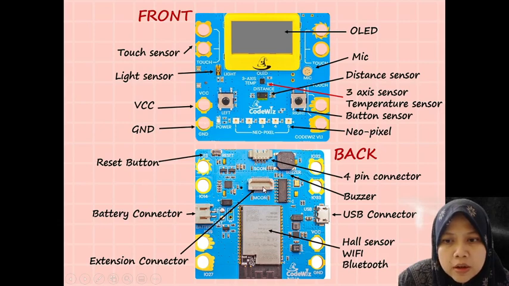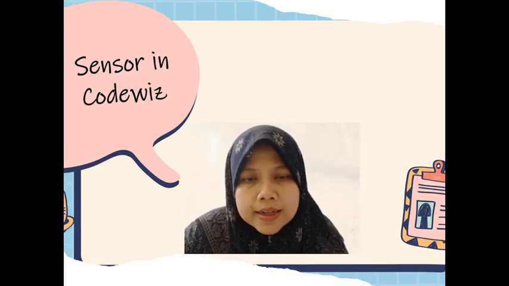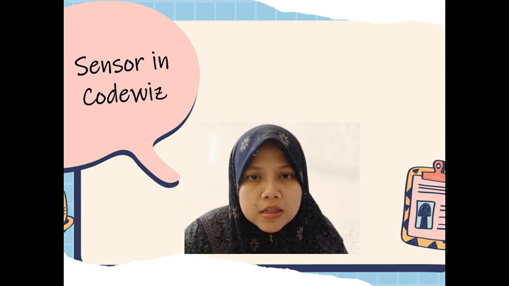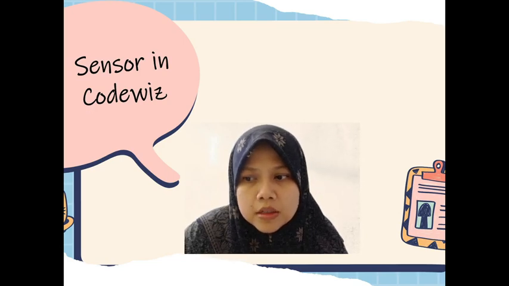This is the picture of the back of CODEWIZ, which has a reset button. This is the reset button. This is a battery connector, extension connector, 4-pin connector, buzzer, USB connector, and this one is the Hall sensor or Wi-Fi or Bluetooth sensor. Next, I will explain to you the sensors in CODEWIZ.